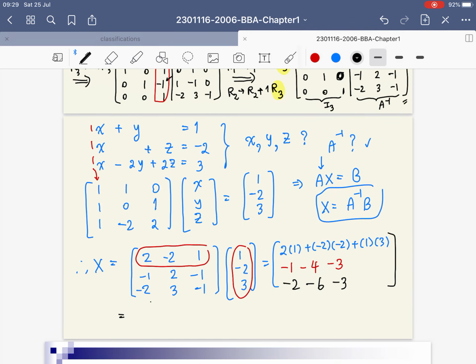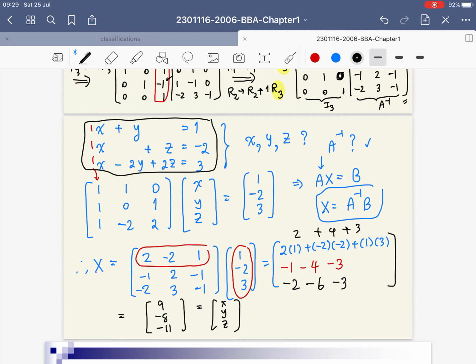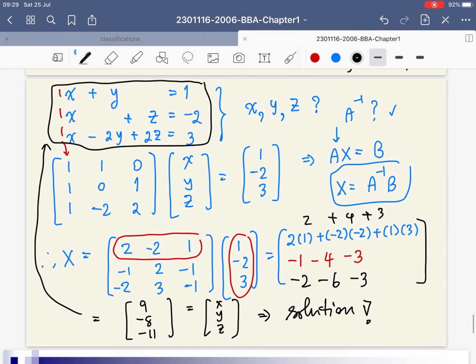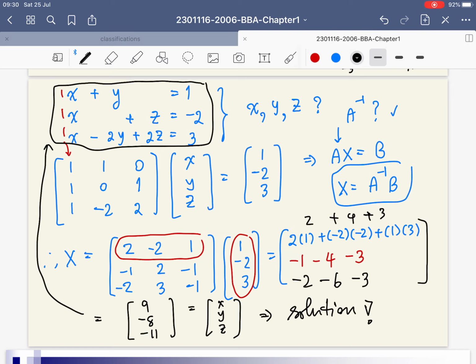So what you end up with on the first one is 2 plus 4 and a 3, so it is a 9. The second one is negative 8, and the last one is negative 11. So here is your x, y, and z that satisfy this system of equations. Here's the solution, and it is of course unique. So here's how we use the inverse to solve the system of equations.